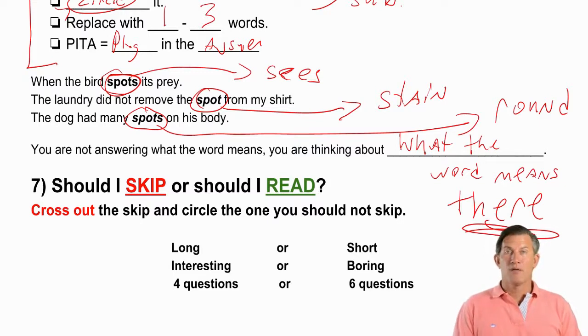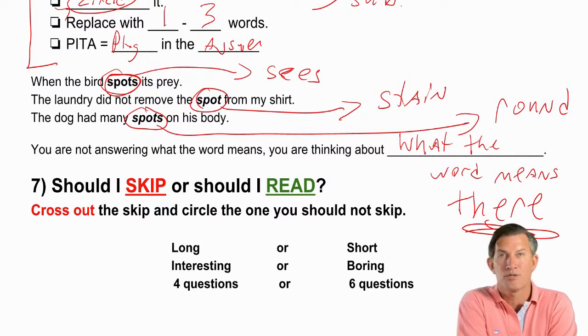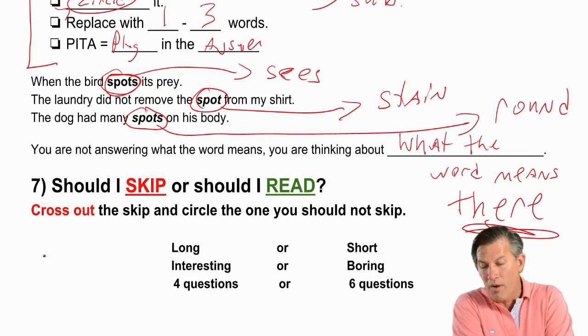Okay, so last thing, number 7. Should I skip or should I read? Well, how many passages you should skip and how many you should read depends on your reading speed. Some test takers can read all of them and answer all of them every time. Some people have to skip. But if you are going to skip, there's usually 8 passages. I would skip 1.